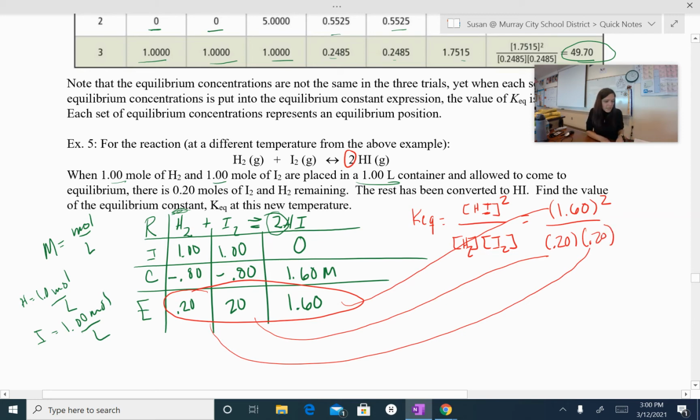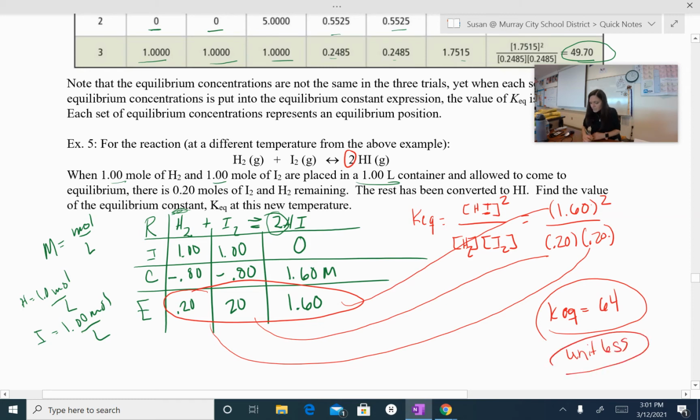So when I do that, 1.6 squared divided by 0.2 squared gives me an equilibrium constant of 64. Now notice we have no units because this is molar squared, molar times molar, which is molar squared. So equilibrium constants are usually unitless. They are just numbers. Okay? All right, let's do our next example.